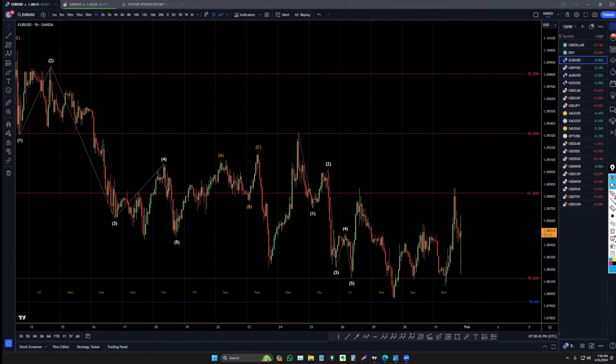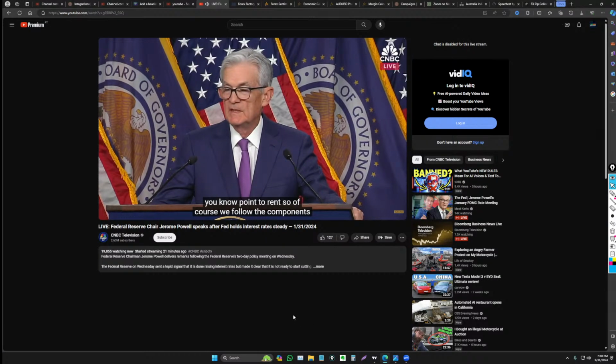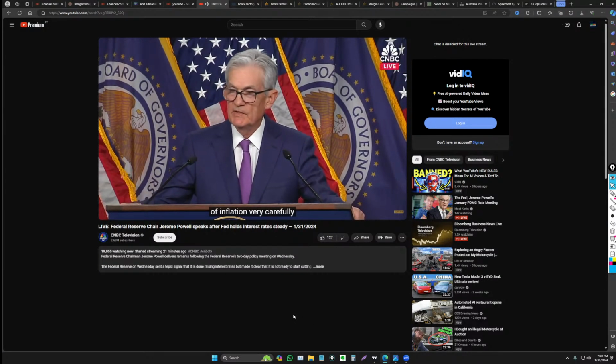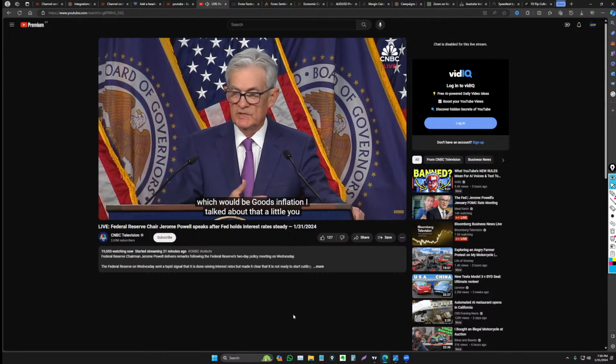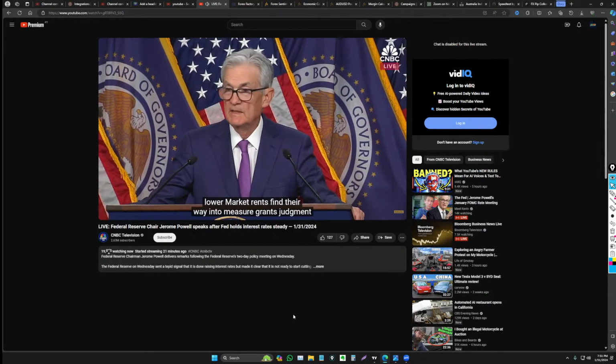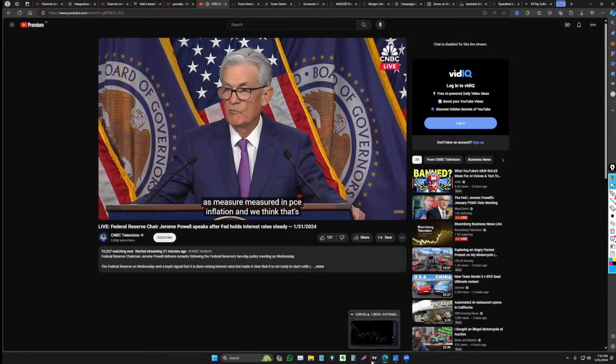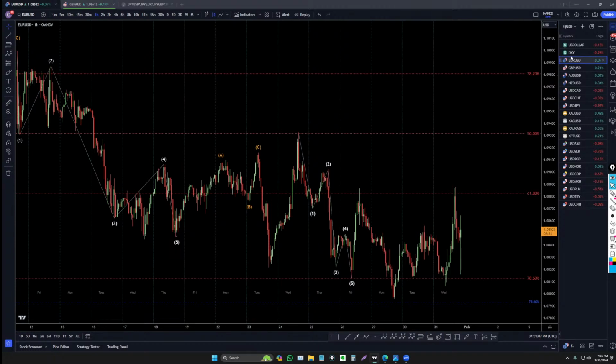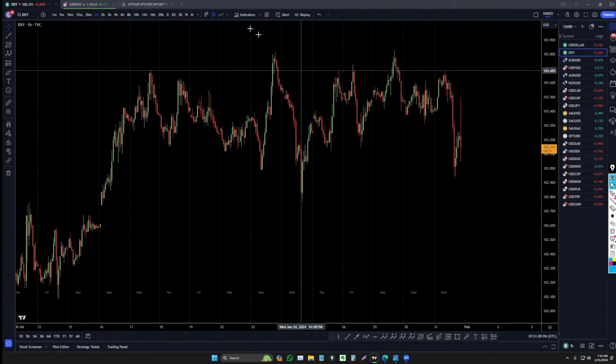You point to rent, so of course we follow the components of inflation very carefully, which would be goods inflation. I talked about that a little bit. You mentioned housing inflation. So the question is, when will these lower market rents find their way into measured rents as measured in PCE inflation? And we think that's coming. We know it's coming. It's just a question of when and how big it'll be. But that's in everyone's forecast, I would say.